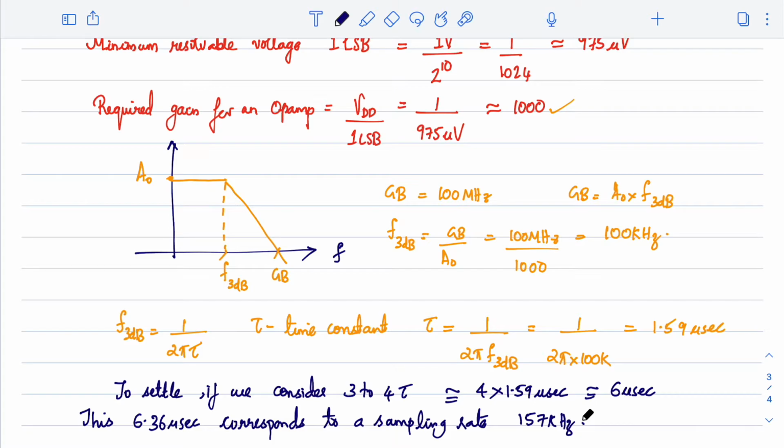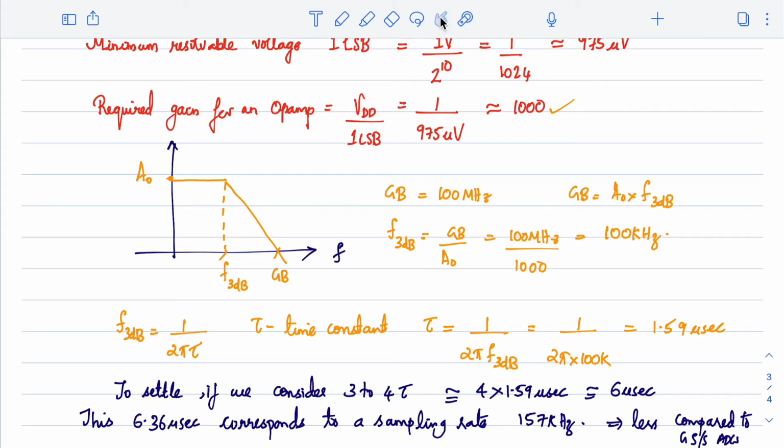6.36 microsecond is a time constant, which we assume the voltage will settle with, so that corresponds to a sampling rate of around 157 kilohertz. That means the maximum rate at which you can compare two voltages is only 157 kilo samples per second. Alright, which is less compared to what we have today, because nowadays ADCs work in gigasamples per second rate. So this is less compared to the requirement, or the gigasamples per second ADC is what we have.